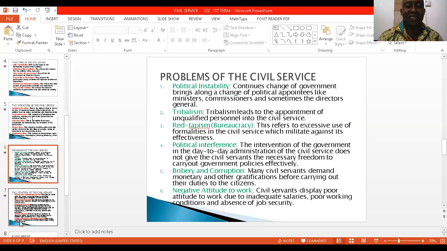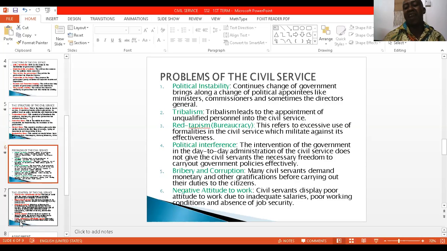Political interference. The intervention of government in the day-to-day administration of the civil service does not give the civil servants the necessary freedom to carry out government policies effectively. The politicians or the government in power might dominate or interfere in the affairs of the civil service, giving them unnecessary directives, which is not the way they already formed their programs and policies to follow. They say, no, you must carry it out this way. That is what I said.